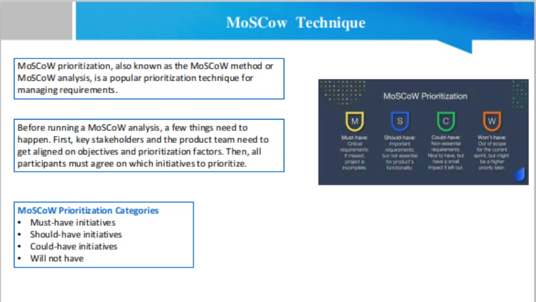Some initiatives in the will not have group will be prioritized in the future, while others are not likely to happen. Some teams decide to differentiate between those by creating a subcategory within this group.